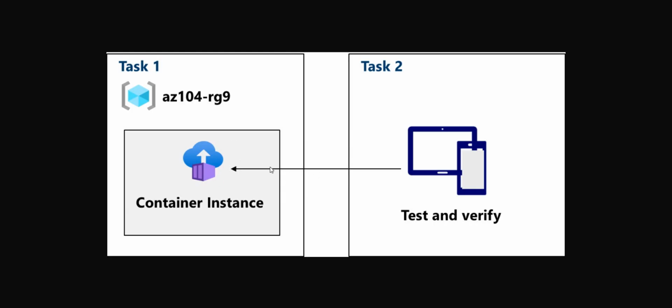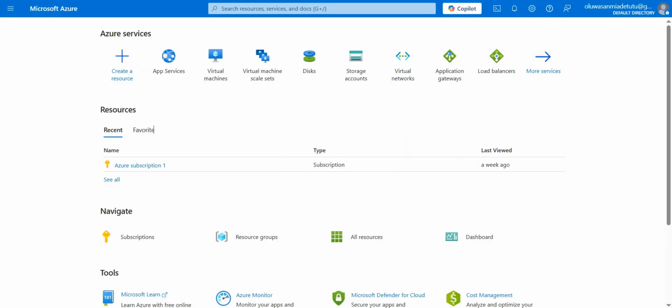So once the container is deployed, we move to task 2, where we test and verify using a web browser to access the app through its public DNS name. So this allows us to confirm that the container is running and the application is reachable online. This lab will teach you how to deploy and run a containerized web application in Azure. So let's move to the Microsoft Azure Portal.